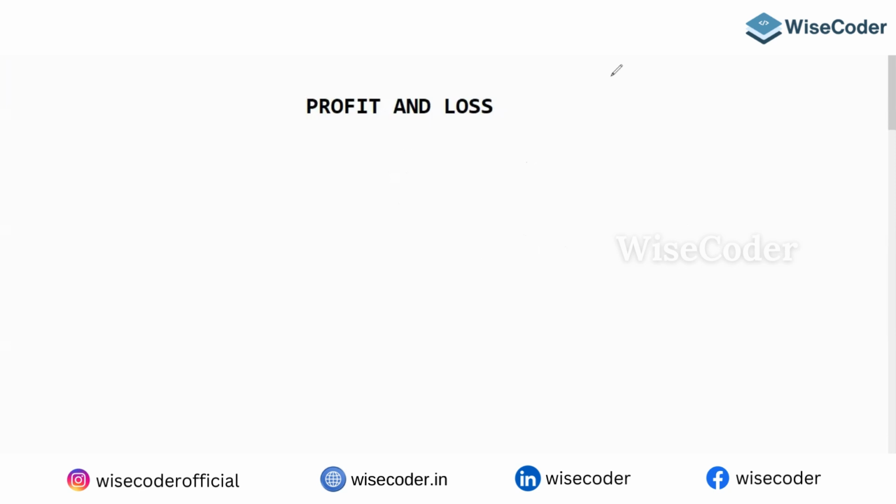Question number 2. Write down: by selling an article for rupees 13,200.